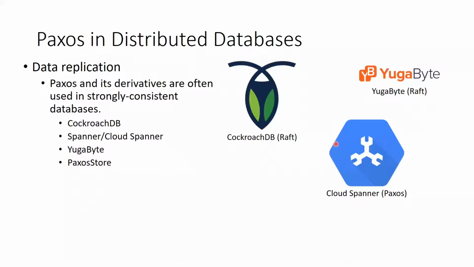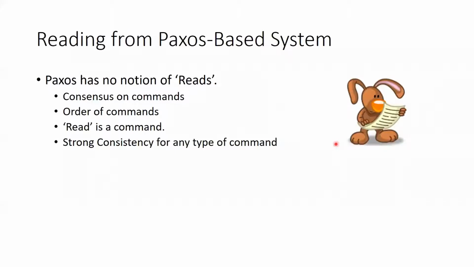I already mentioned that Paxos is used in quite a few databases and systems. Paxos itself is a very generic system, so it doesn't have a notion of how you read from Paxos, because Paxos is just consensus on commands and operations. The read operation would be just another command. You apply it somewhere in the log, and you can read from that point in the log, or from that state in the state machine. So by itself, Paxos and Paxos-based replicated state machines don't have this notion of what a read is, because everything is just a command.